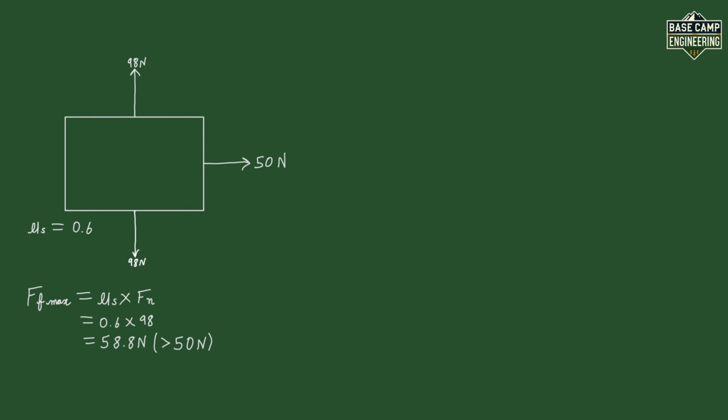Since the applied force of 50 newtons is less than 58.8 newtons, the box doesn't move, and static friction equals the applied force to maintain equilibrium. So F_friction equals 50 newtons left. Check sigma F equals 0.